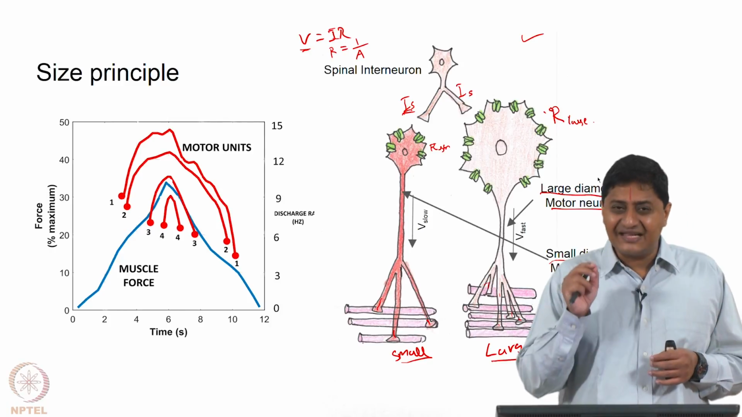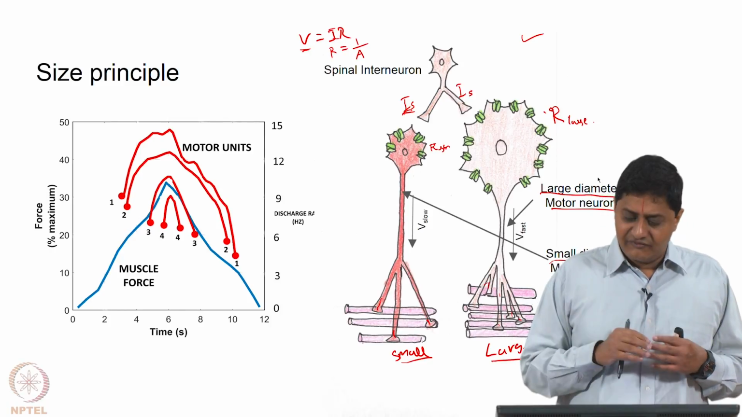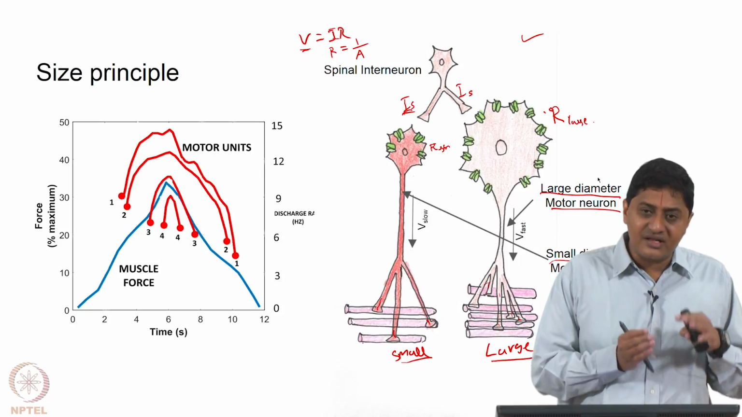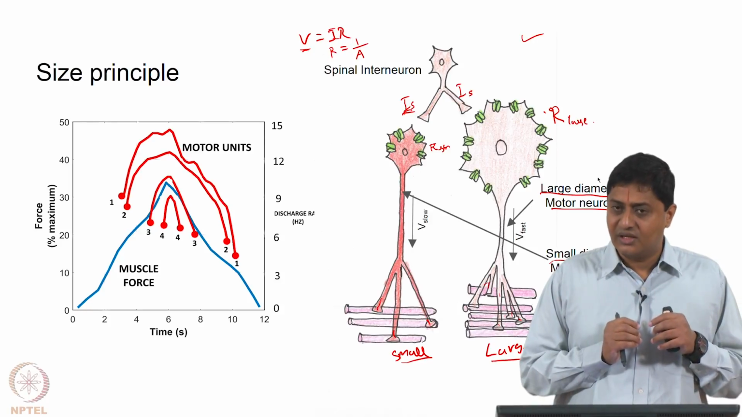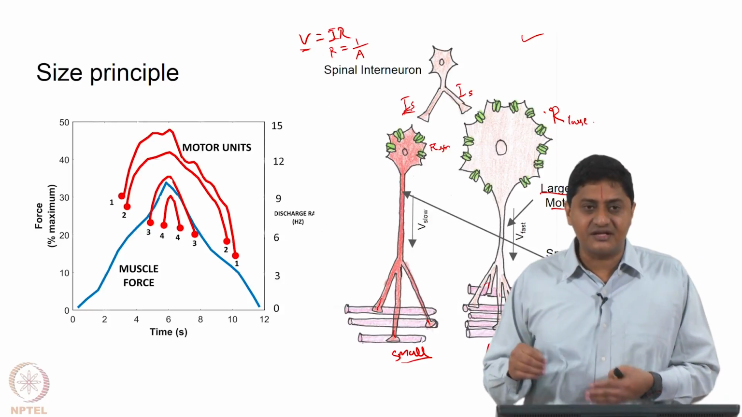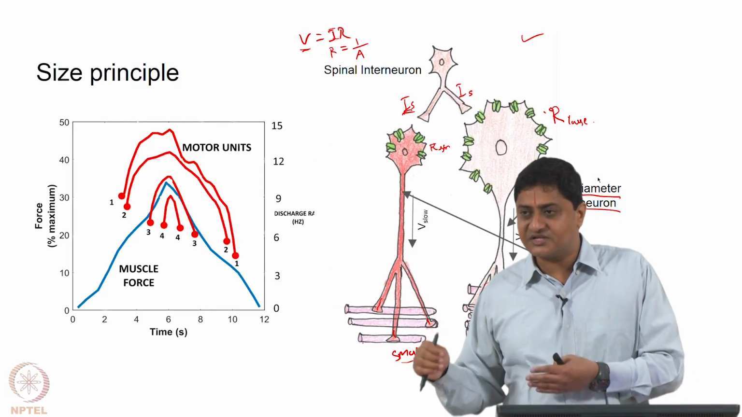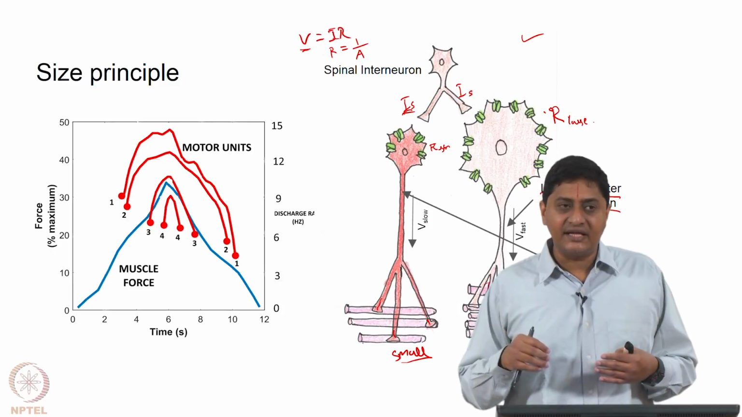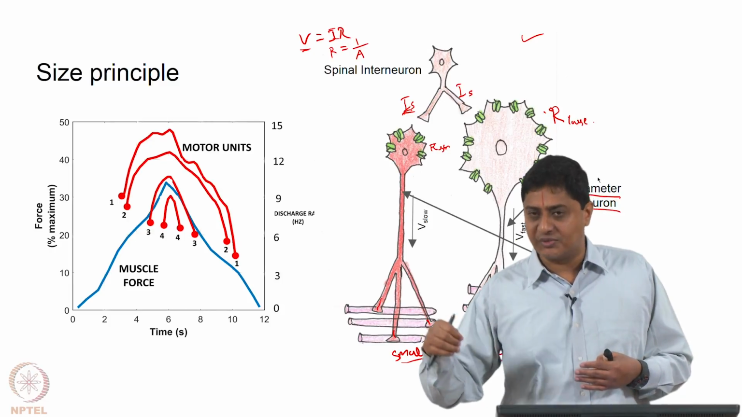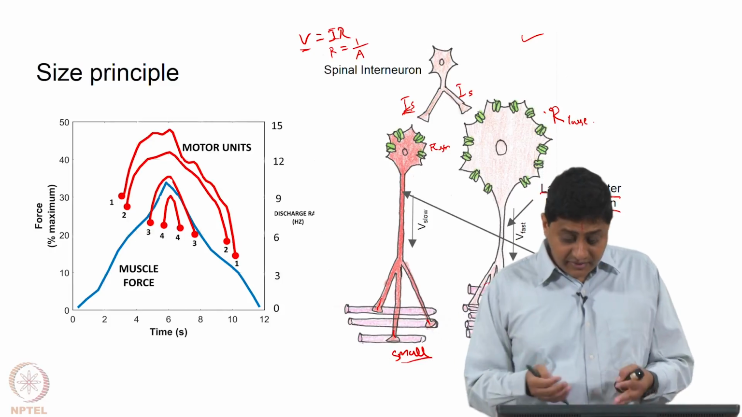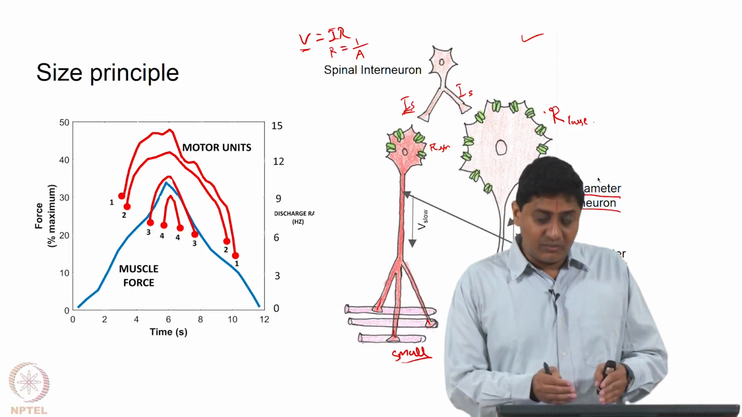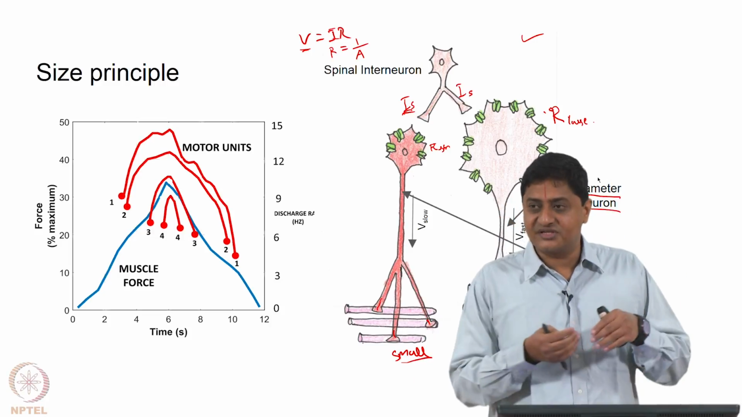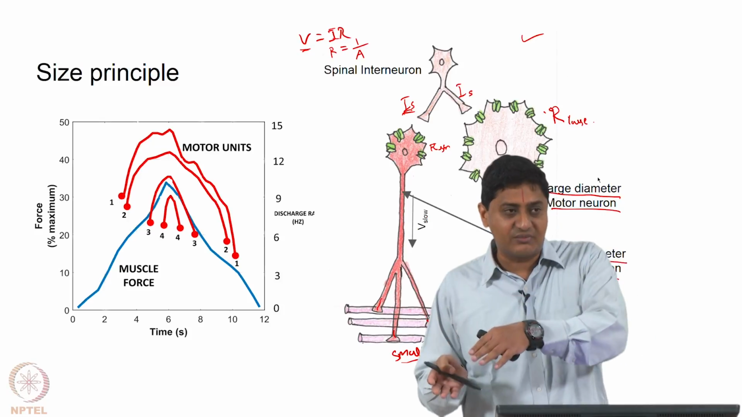What happens is that a given synaptic current first depolarizes the smallest motor neuron and then depolarizes the next larger motor neuron and then the next larger motor neuron and so on, thus creating an orderly recruitment of motor neurons. And it turns out that the smaller motor neurons innervate a smaller number of fibers, the larger motor neurons innervate a larger number of fibers.